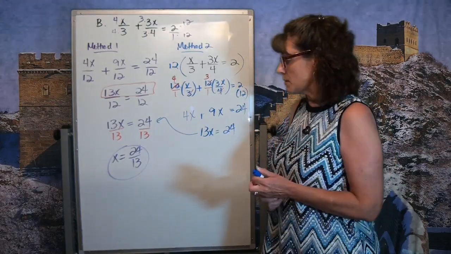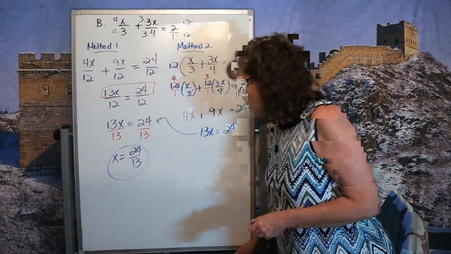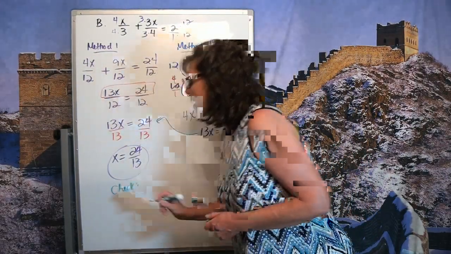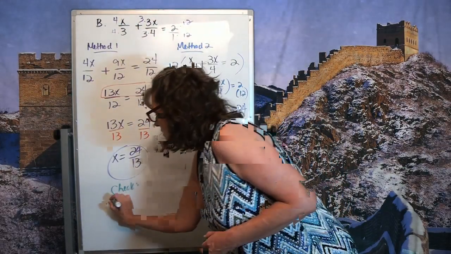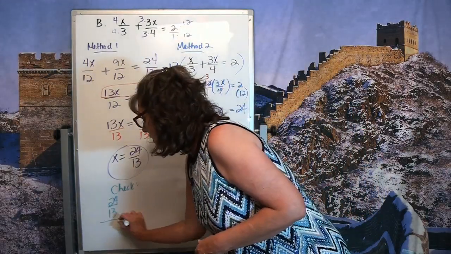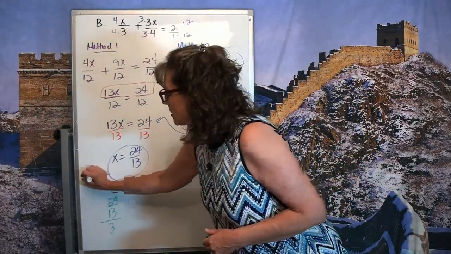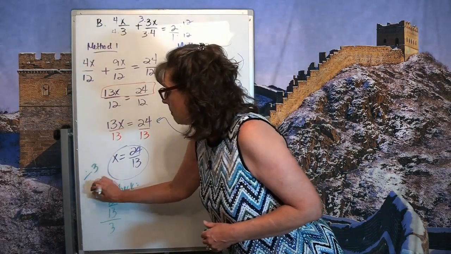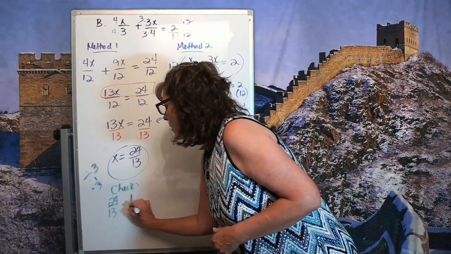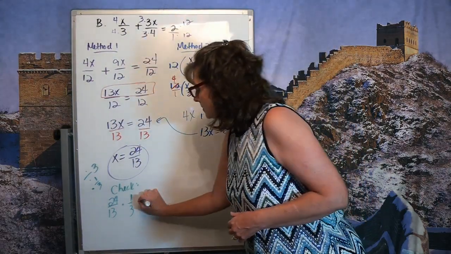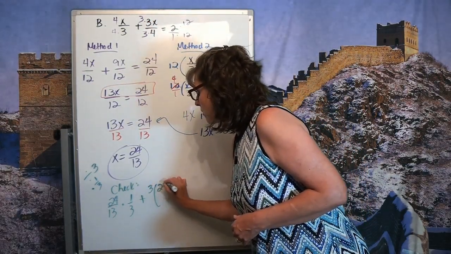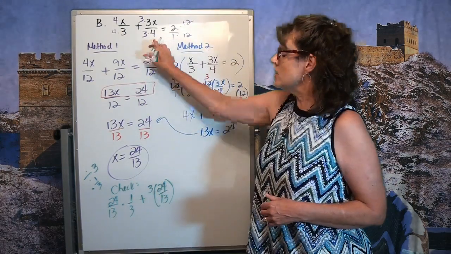Now, we can check this to make sure that it's right. If we go to check, remember what that means is I'm going to take that 24 over 13 and put it everywhere I see an x. So 24 over 13 is going to go right here, and it's going to be divided by 3. Now there's that complex fraction idea, and we know that dividing by 3 is the same thing as multiplying by its reciprocal, 1/3. So I'm going to make this a little bit cleaner and multiply by 1/3. Then I'm going to add 3 times 24 over 13, but that's going to be divided by 4.